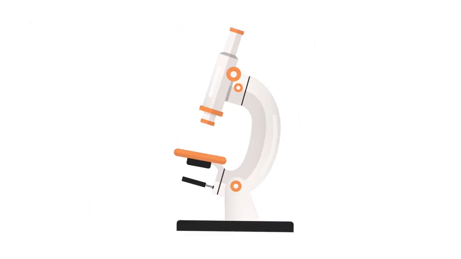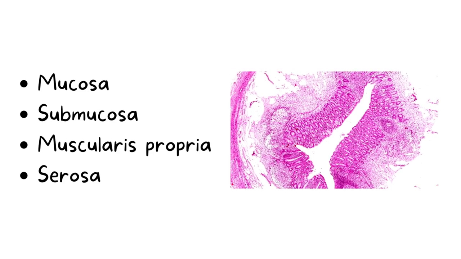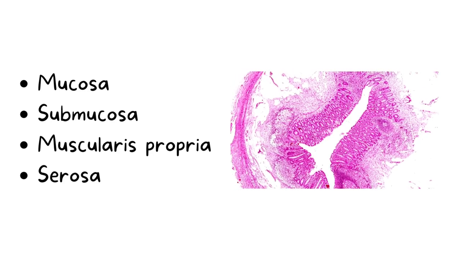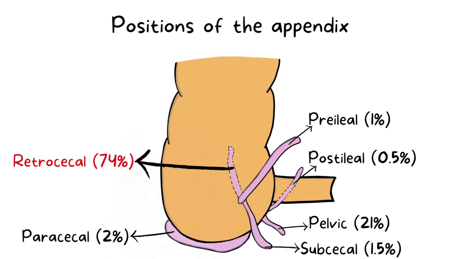Under a microscope, you can see the appendix has four layers, namely mucosa, submucosa, muscularis propria, and serosa. It is very important to know about the various positions of appendix, especially for surgical purpose. The most common location is retrocecal position, which is behind the cecum. Then pelvic position is second most common. Other positions, as you can see here, are pre-ilial, post-ilial, paracecal, and subcecal.